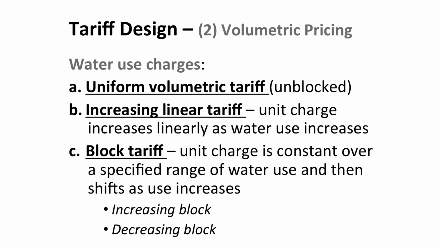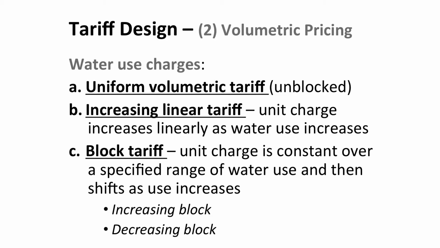The second way a single-part tariff can determine a customer's water bill is to calculate the bill based on the volume of water used. Here there are three main options. The first is a uniform volumetric tariff. Here the customer is charged the same amount for each cubic meter she uses.